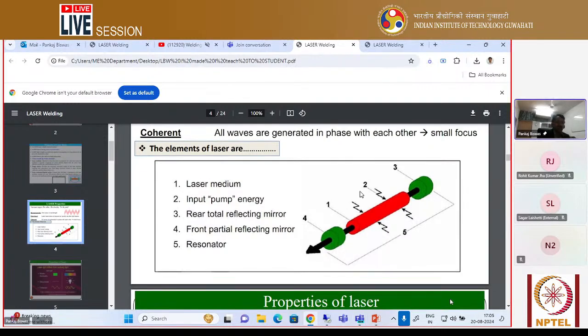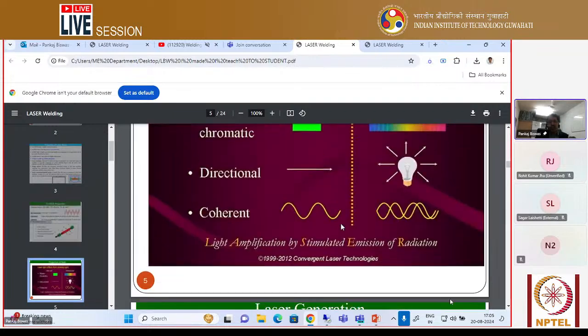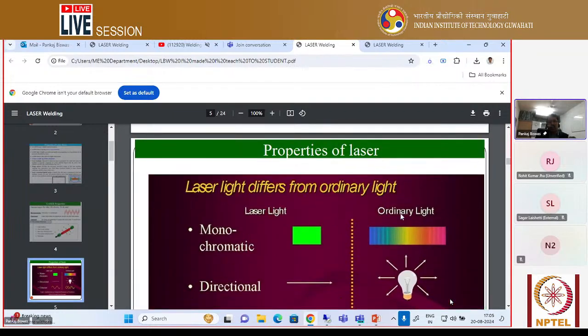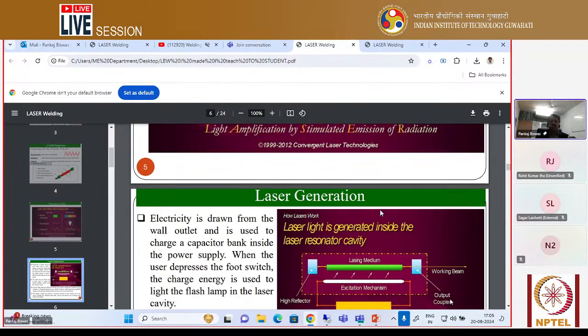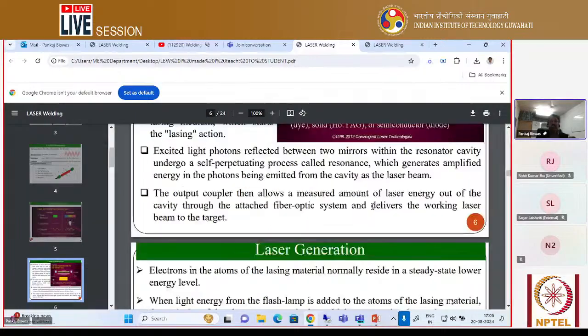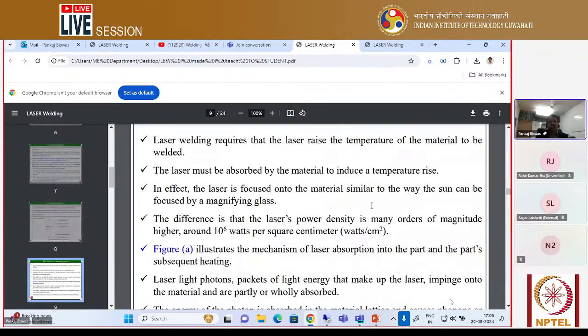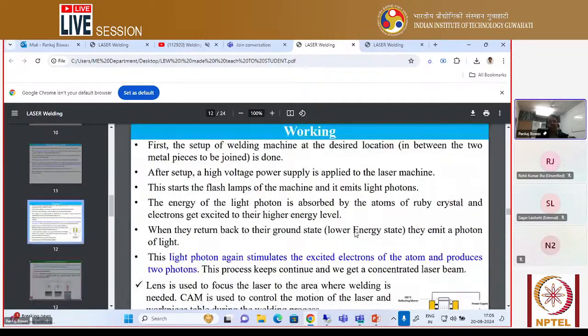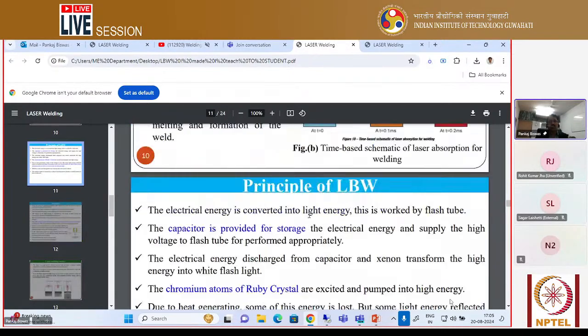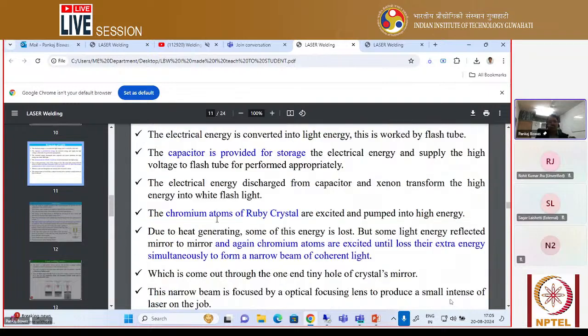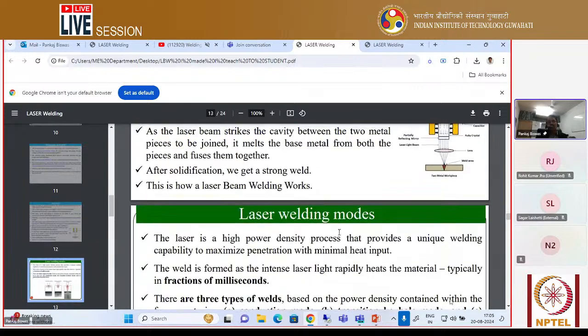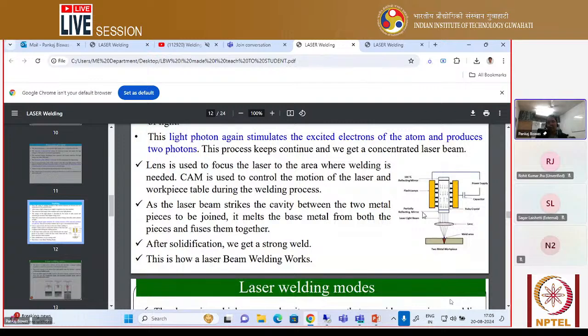Then, what is the difference between laser light and ordinary light? How is the laser generated? After that, the detailed steps are given here. Then I show the ruby laser, the principle of laser beam welding. Here you see the chromium atoms of the ruby laser are excited and pumped. Have you observed this? This is the ruby laser setup on the right side. Can you see these things?